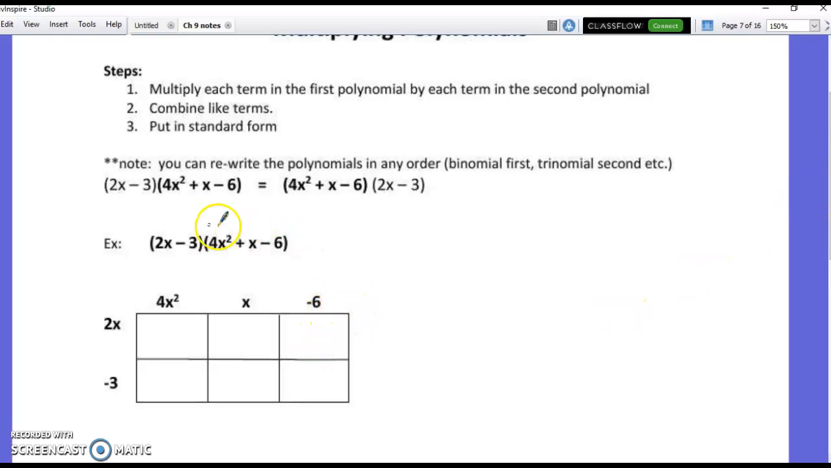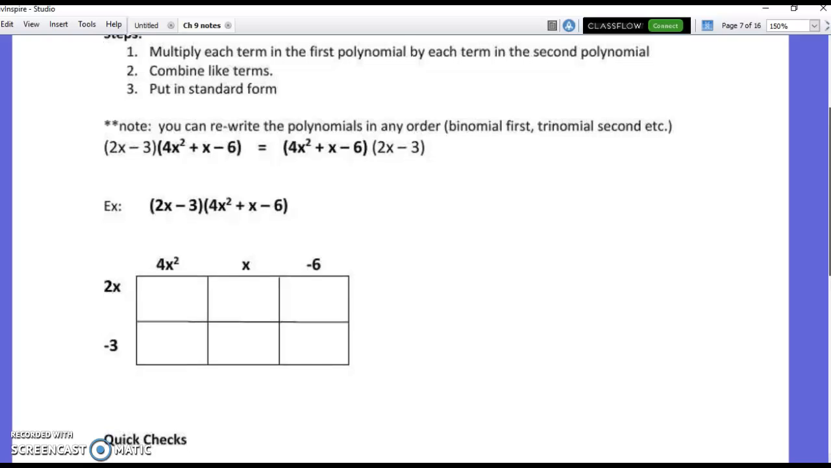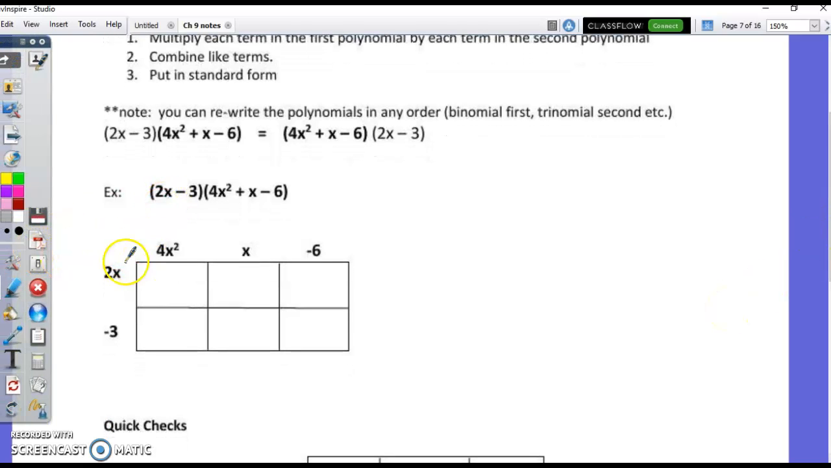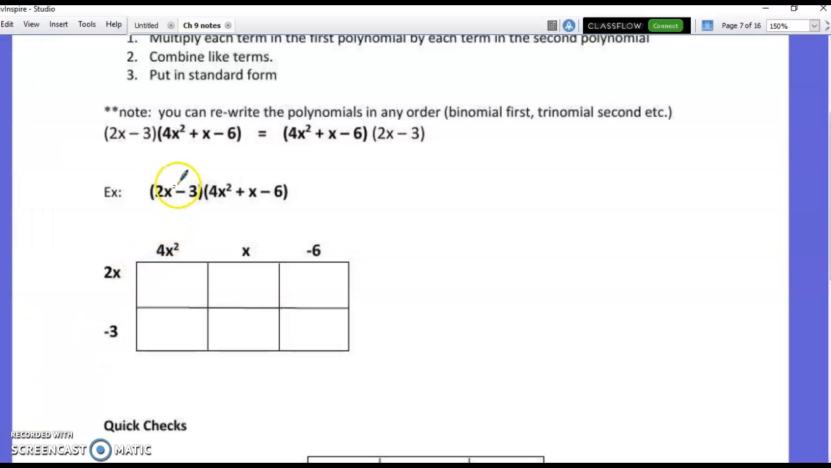As you view problems, just note it may have the binomial and then the trinomial, or it might have the trinomial and then the binomial. It doesn't matter, because depending on how you set it up, we're still multiplying in the same fashion. So these are going to be a 2 by 3 grid as opposed to the 2 by 2 when we were multiplying just binomials. So you can see here I set up the 2x and the negative 3. Remember, always have that value with each one. We have a positive 4x squared, a positive x, and a negative 6.